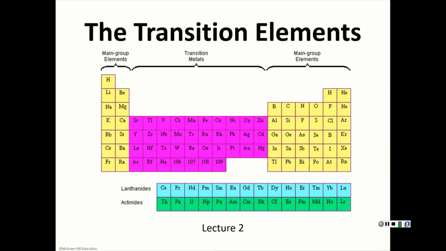It's important, though, to get these electron configurations down because the electrons in these transition metals, that's where they get their properties from. So it's important to understand what those electron configurations are.